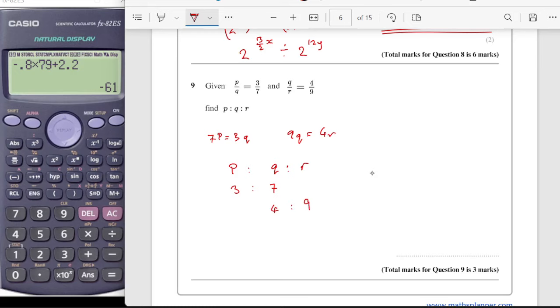Then we need to combine the ratios with our middle part. So the lowest common multiple of 7 and 4 is going to be 28. So I've needed to times the first one by 4, so that would be 12, and then the second one would need to be times by 7, so that would be 63. So my ratio of P to Q to R is going to be 12 to 28 to 63.